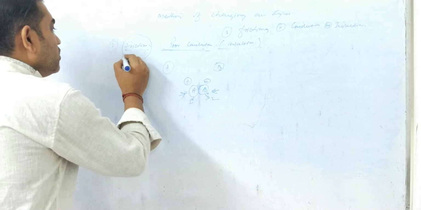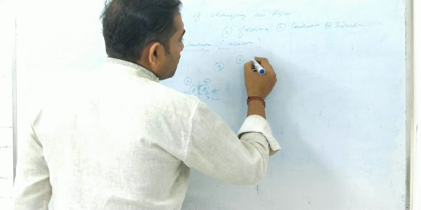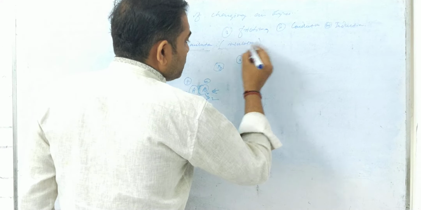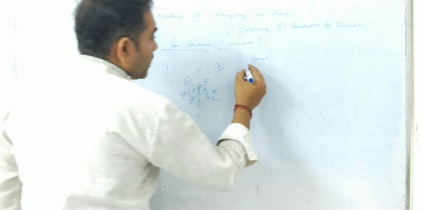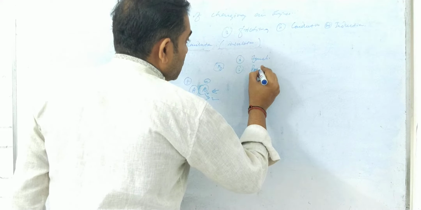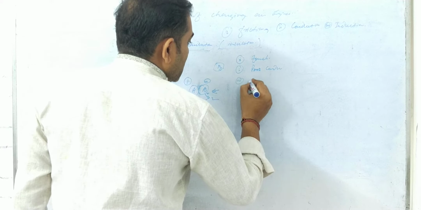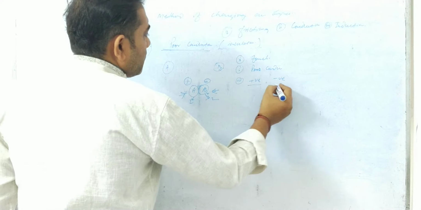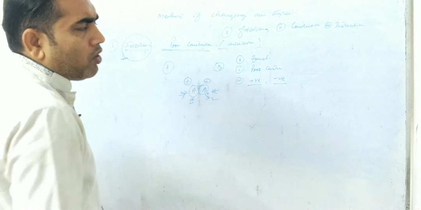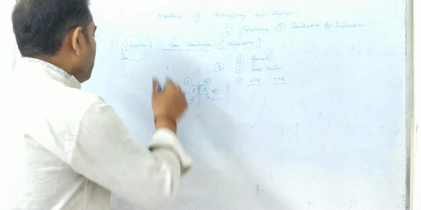So in the method of friction we understood a few things. First, the objects should be in touch with each other. Obviously, this method goes well with poor conductors. One acquires a positive charge and the other acquires a negative charge, and the numbers of positive and negative charges are always equal. So this is the method of charging by friction.